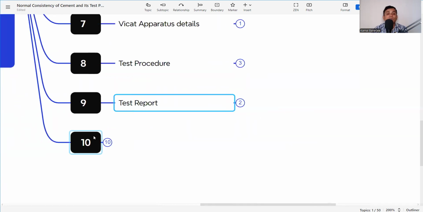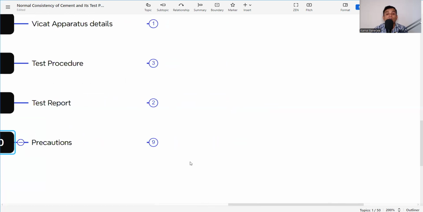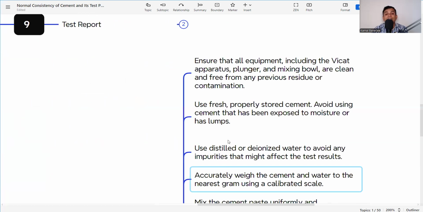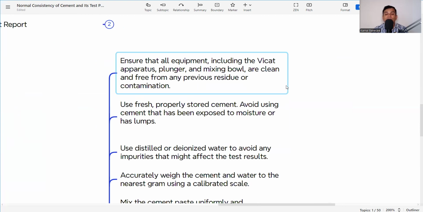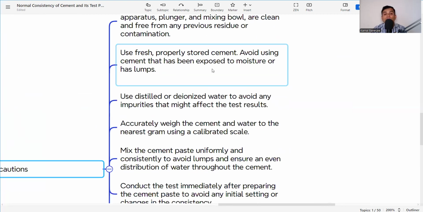And then the precautions we need whenever we are doing the test: ensure that all equipment including the Vicat apparatus, plunger and mixing bowl are clean and free from any previous residue or contamination. Then use freshly and properly stored cement. Avoid using cement that has been exposed to moisture. If it is, then we cannot use that cement. Use distilled or deionized water. That means the water should be distilled or potable, so that there will be no chemical reaction between the cement and harmful ions.